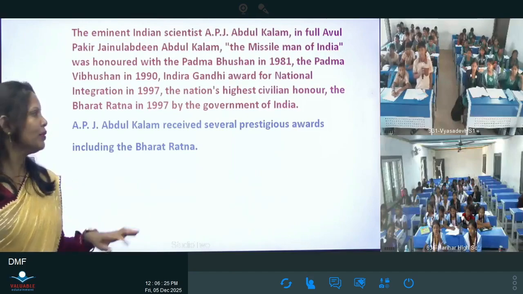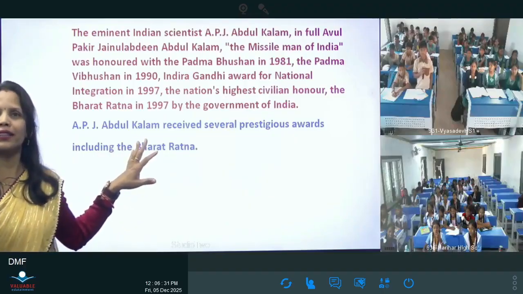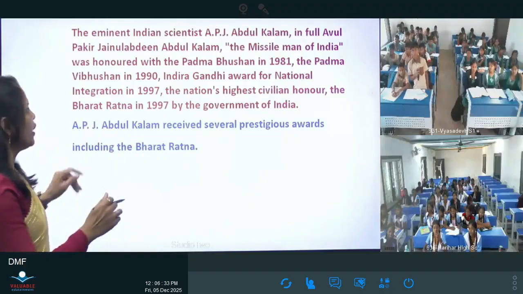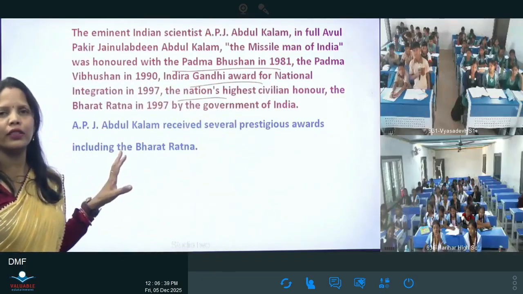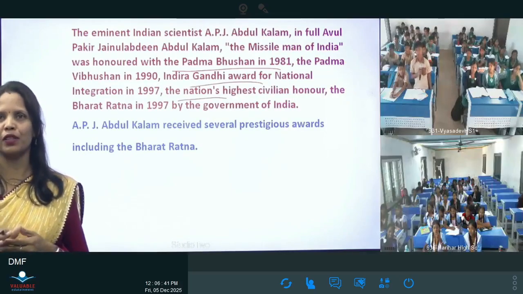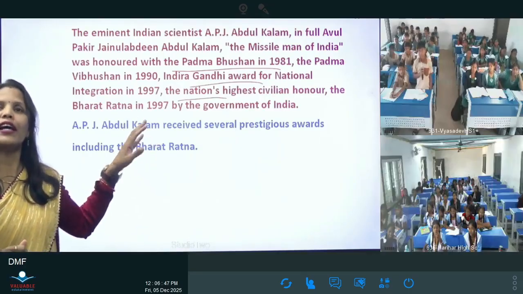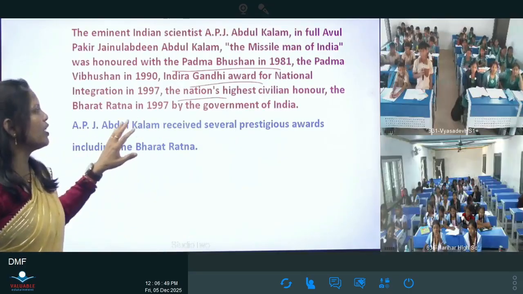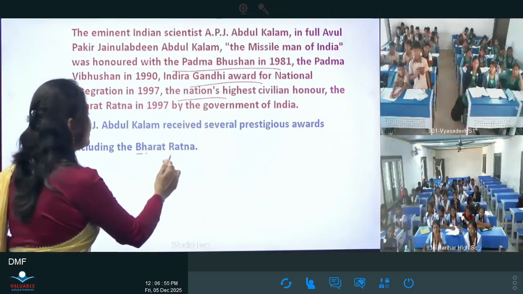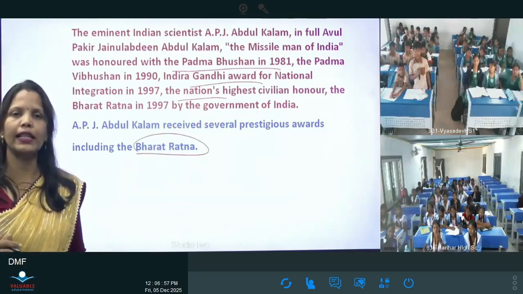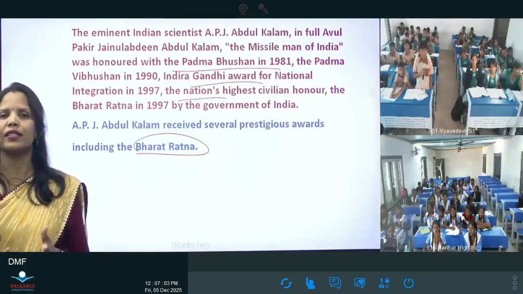APJ Abdul Kalam received several prestigious awards, including the Bharat Ratna. Okay, no need to write all these awards. There is no need of it. We have to omit the example. This sentence is about APJ Abdul Kalam and his achievement. So if we write APJ Abdul Kalam received several prestigious awards, including Bharat Ratna, that means it is very clear that he has received so many prestigious awards.